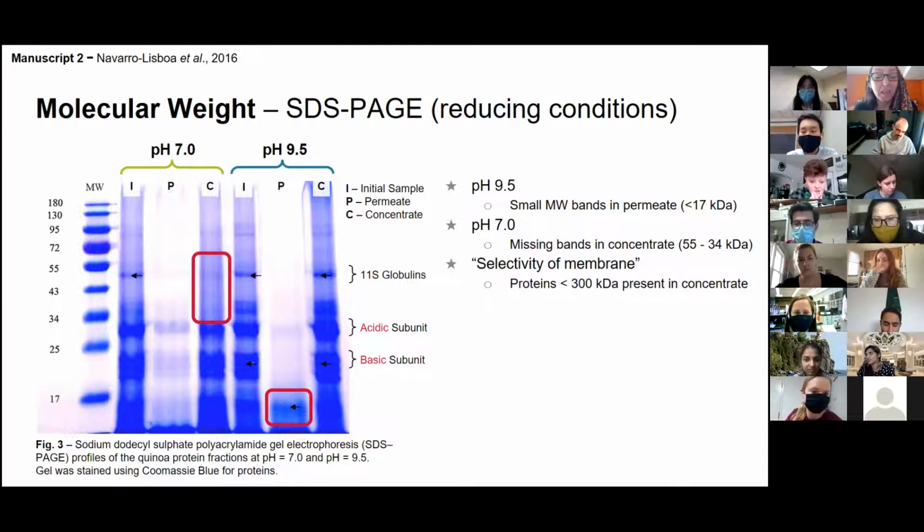Yeah, and actually on this one too, acidic and basic subunits are highlighted in red because in their discussion, they actually switched the two and referred to them incorrectly. So I think they were a little bit confused.